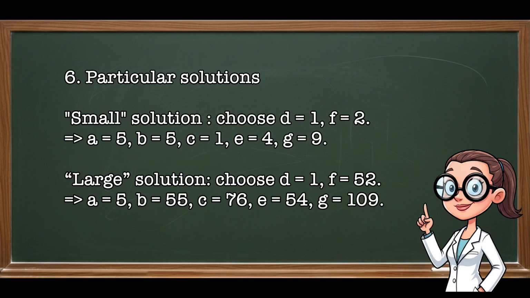6. Particular solutions. Small solution, the previous one: choose D equals 1, F equals 2. Then A equals 5, B equals 5, C equals 1, E equals 4, and G equals 9. Our large solution: choose D equals 1, F equals 52. Then A equals 5, B equals 55, C equals 76, E equals 54, and G equals 109. Both are valid because they're just different points on that 2D solution plane.